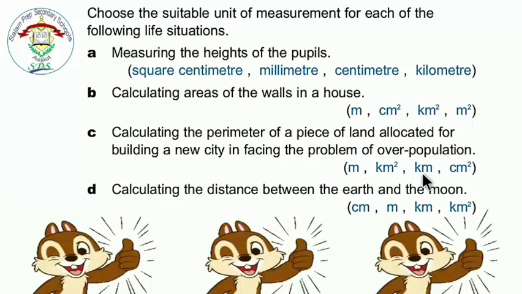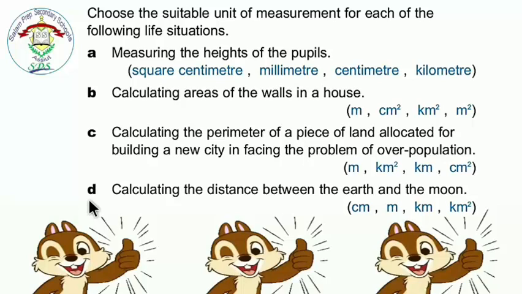We know kilometer is a unit of length to measure long distances. Okay, so we will exclude it. The suitable choice is meter. Meter is used to calculate the perimeter of a piece of land.